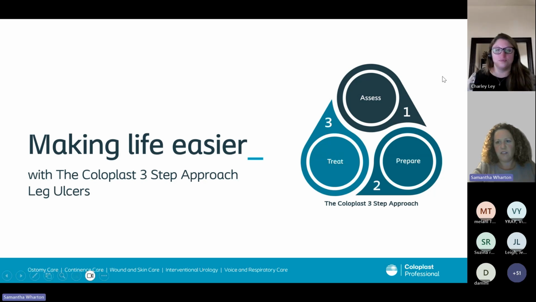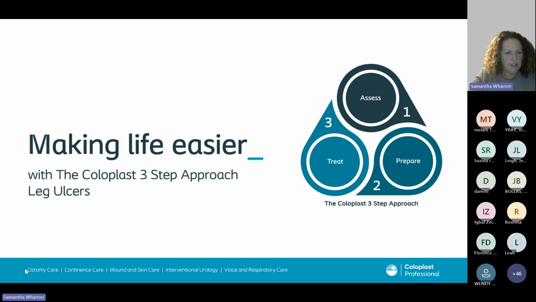Right, I'm going to just minimize that. And hopefully the screen and everything's working. So like I say, we're going to be looking at leg ulcers today, making life easier using the three-step approach.